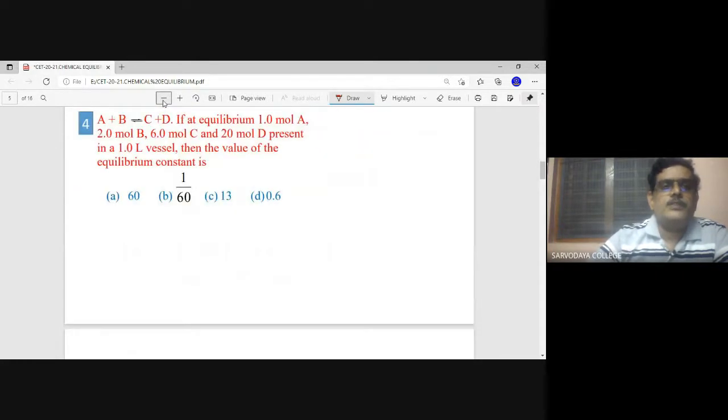Let's go to the next question. A plus B gives C plus D. At equilibrium, 1 mole of A, 2 moles of B, 6 moles of C, 20 moles of D are present in a 1 liter vessel. See, the concentration of any substance is given by its number of moles divided by volume. But if the volume is given as 1 liter, then there is no problem. Directly you can take the number of moles. So K will be the concentration of C, concentration of D, over the concentration of A and the concentration of B. This type of simple problems may be given.